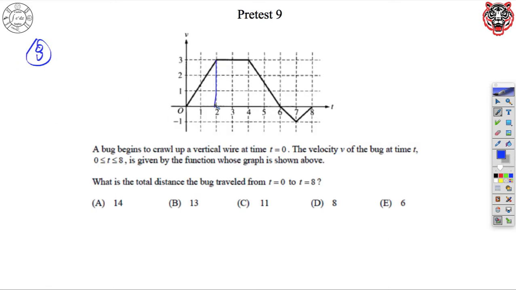Total distance. We do these shapes. This is going to be 2 by 3, which is 6. Half of that is 3. Same shape over here, 3. This is a 6. This is a -1 down here, but it's asking for total distance, so this is going to be a positive 1 now. This is the absolute value of velocity of t, total distance. So it's 3 plus 6 plus 3 plus 1. You should get 11. No, 13. Sorry, I added wrong.